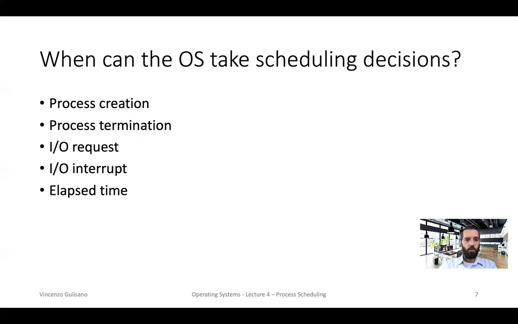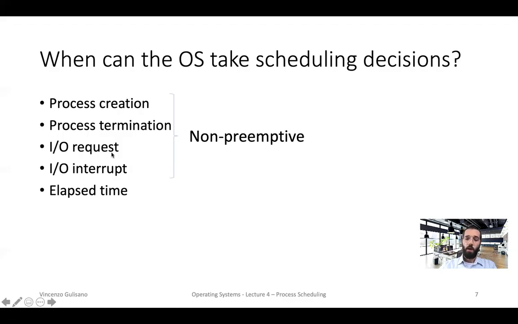We also have elapsed time. I'm going to discuss this in a second. The first four are about non-preemptive scheduling. So if the operating system can only use the first four options to take scheduling decisions, then we are talking about non-preemptive scheduling. It does not mean that processes cannot be interrupted when these are the criteria used to schedule processes, but it means that if they get interrupted, it's because one of these four conditions or situations is happening.